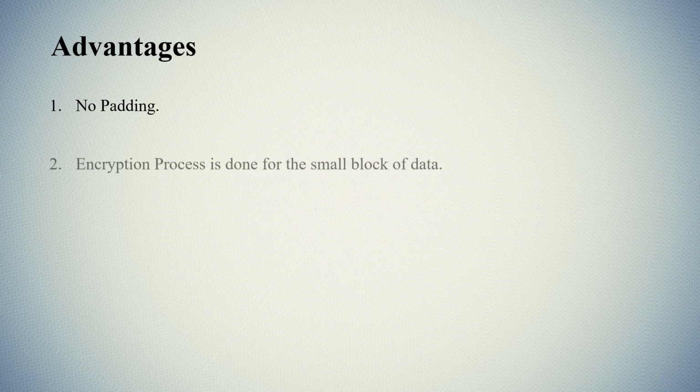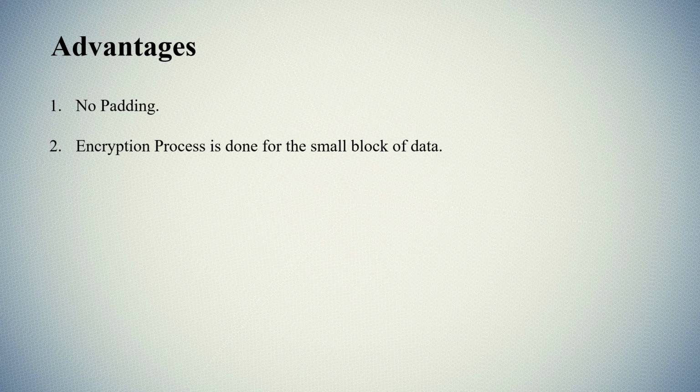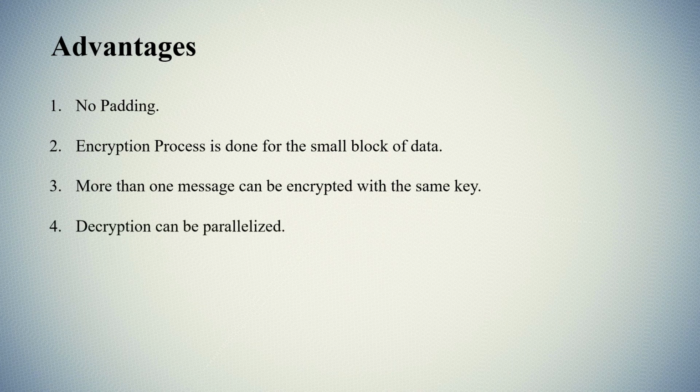To further understand the Cipher feedback mode, we will also look into its advantages and disadvantages. Firstly, we will discuss the advantages of the Cipher feedback mode. The Cipher feedback mode does not involve padding because the size of the block is normally chosen to fit the data to be encrypted. In the CFB, the encryption process is done for small blocks of data. In the CFB mode, more than one message can be encrypted with the same key. The decryption can be parallelized.